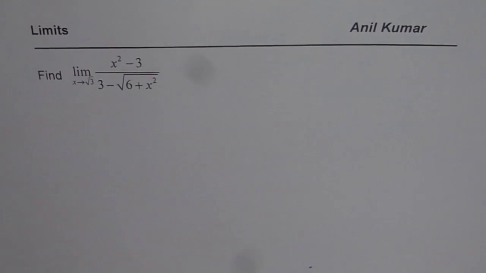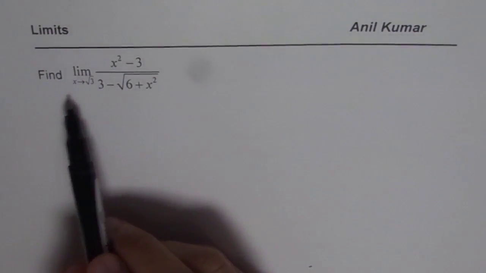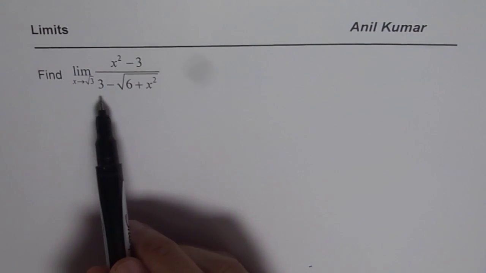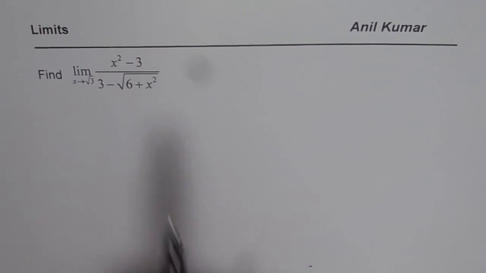I'm Anil Kumar, and in this video we'll try to understand how to find limits using rationalization. The question here is, find the limit as x approaches square root of 3 of (x² - 3) divided by (3 - √(6 + x²)).